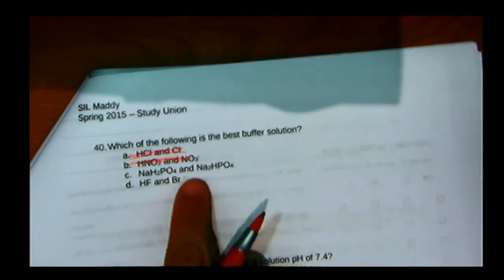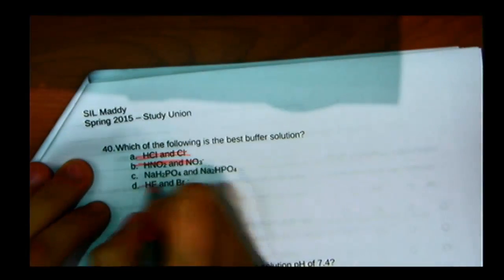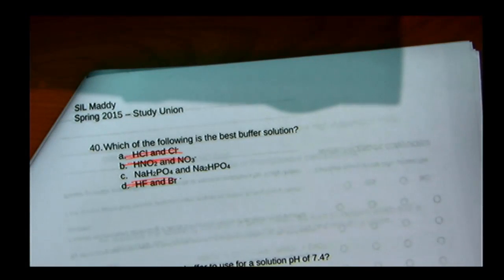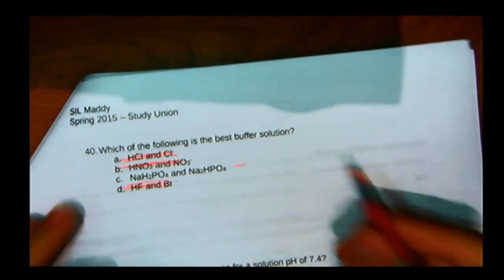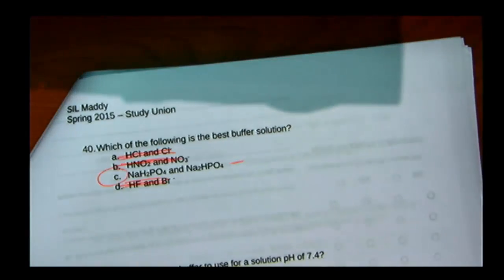And then HF is a weak acid. Great, awesome, it could work. But then Br is a conjugate base of a strong acid, and it doesn't work. So we don't like that one either. Which only leaves us with this one, which is not a strong acid and not a strong base, it's weak in both cases, and so it's not going to readily react with water. It's going to be a really good buffer, and we're going to like C, because it's not a strong acid or a strong base.